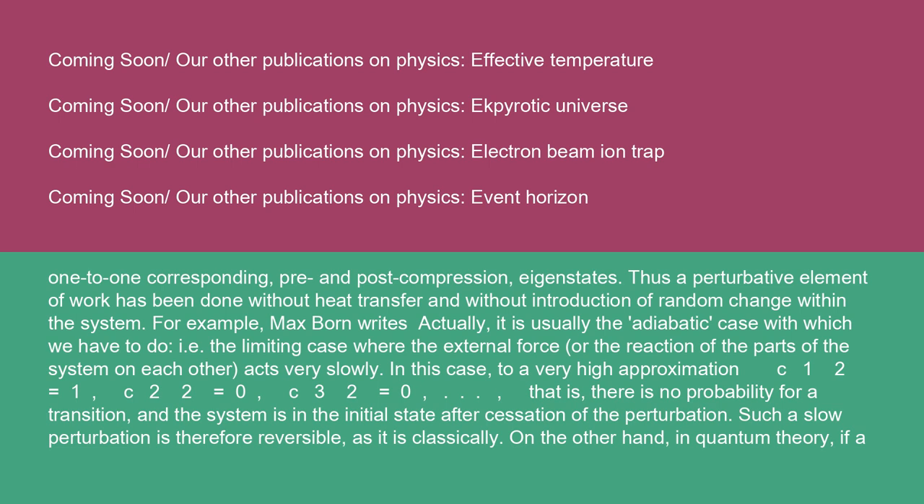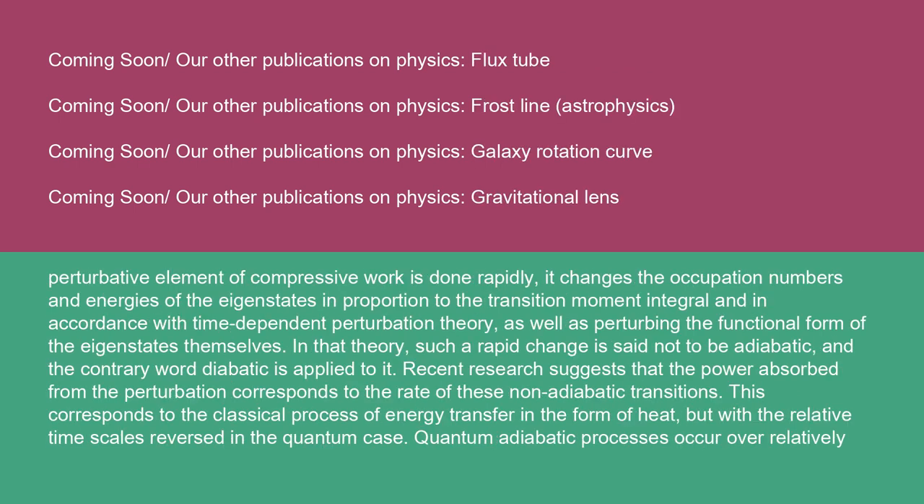On the other hand, in quantum theory, if a perturbative element of compressive work is done rapidly, it changes the occupation numbers and energies of the eigenstates in proportion to the transition moment integral and in accordance with time-dependent perturbation theory, as well as perturbing the functional form of the eigenstates themselves. In that theory, such a rapid change is said not to be adiabatic, and the contrary word diabatic is applied to it. Recent research suggests that the power absorbed from the perturbation corresponds to the rate of these non-adiabatic transitions.